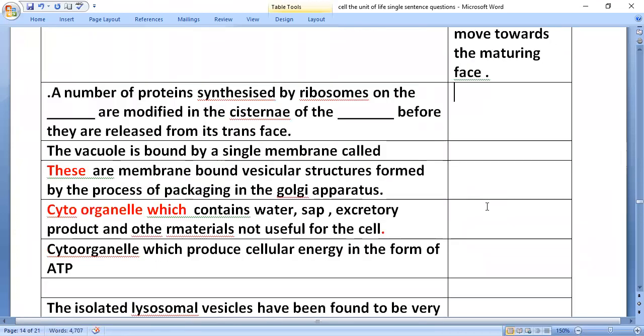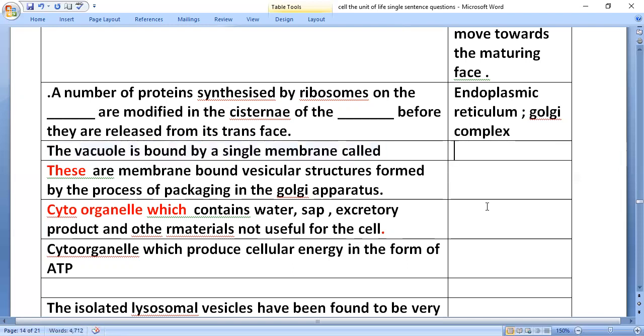The proteins synthesized by ribosomes on the endoplasmic reticulum are modified in the cisternae of the endoplasmic reticulum before they are released. Proteins synthesized by ribosomes on the endoplasmic reticulum are modified in the cisternae of the Golgi complex before the release from its trans phase.